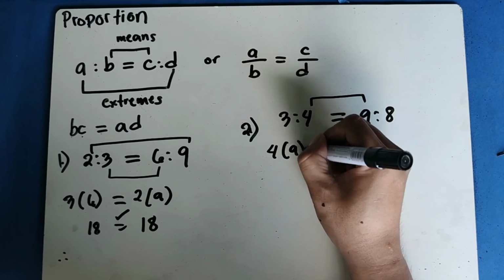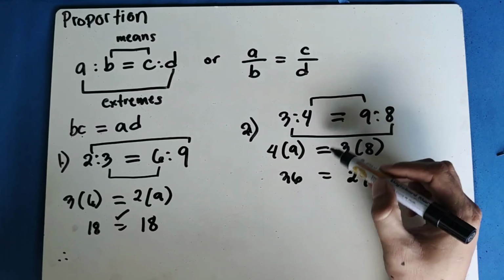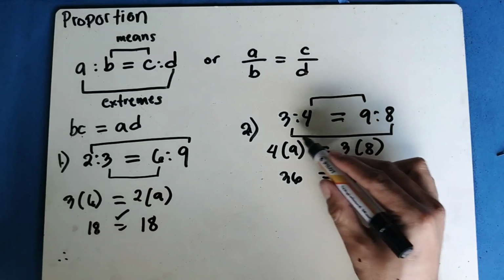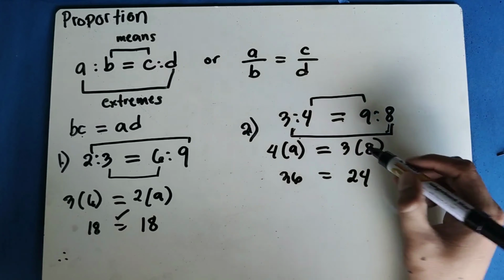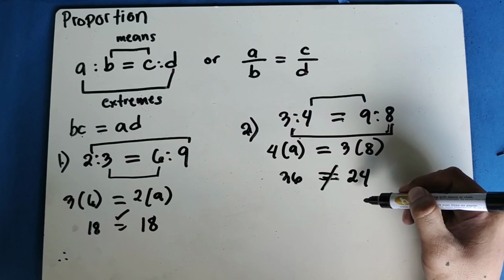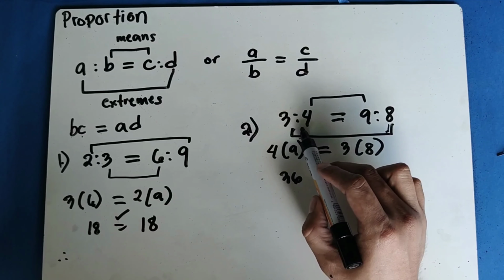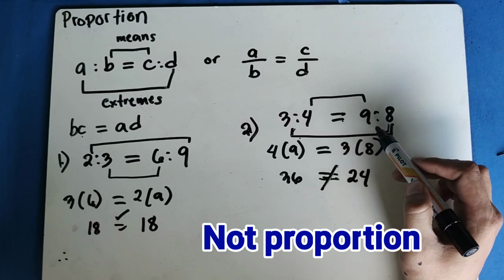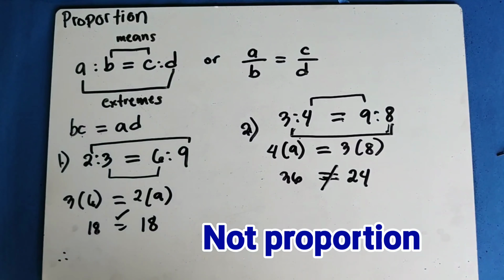Therefore, 3 is to 4 is not proportion to 9 is to 8 because the product of the means is not equal to the product of the extremes. So, 36 is not equal to 24. Therefore, 3 is to 4 is not proportion to 9 is to 8.